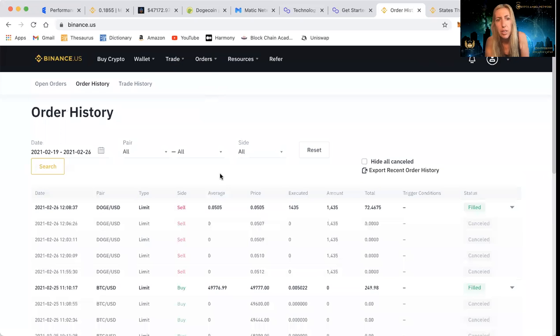Let's take a look. Limit sell. It filled. It was basically like doing a market sell is what happened there. And then boom, that was agonizing. And that is sometimes what it feels like.